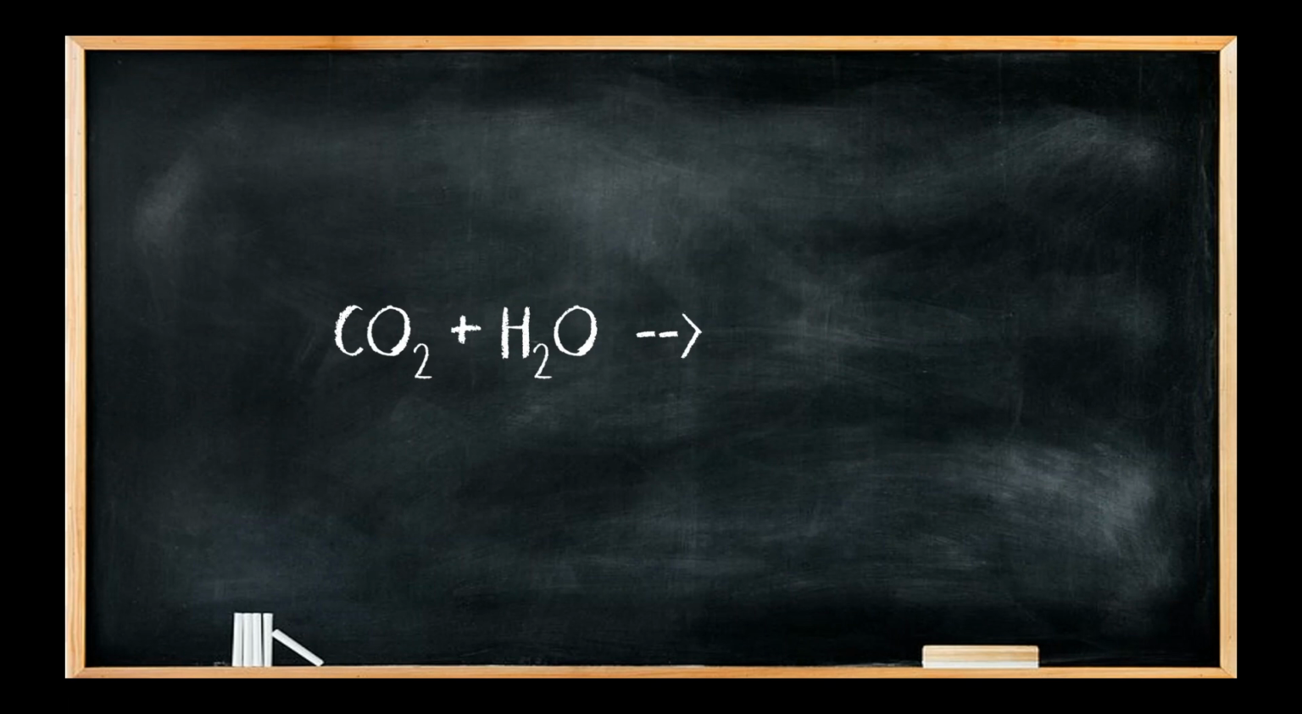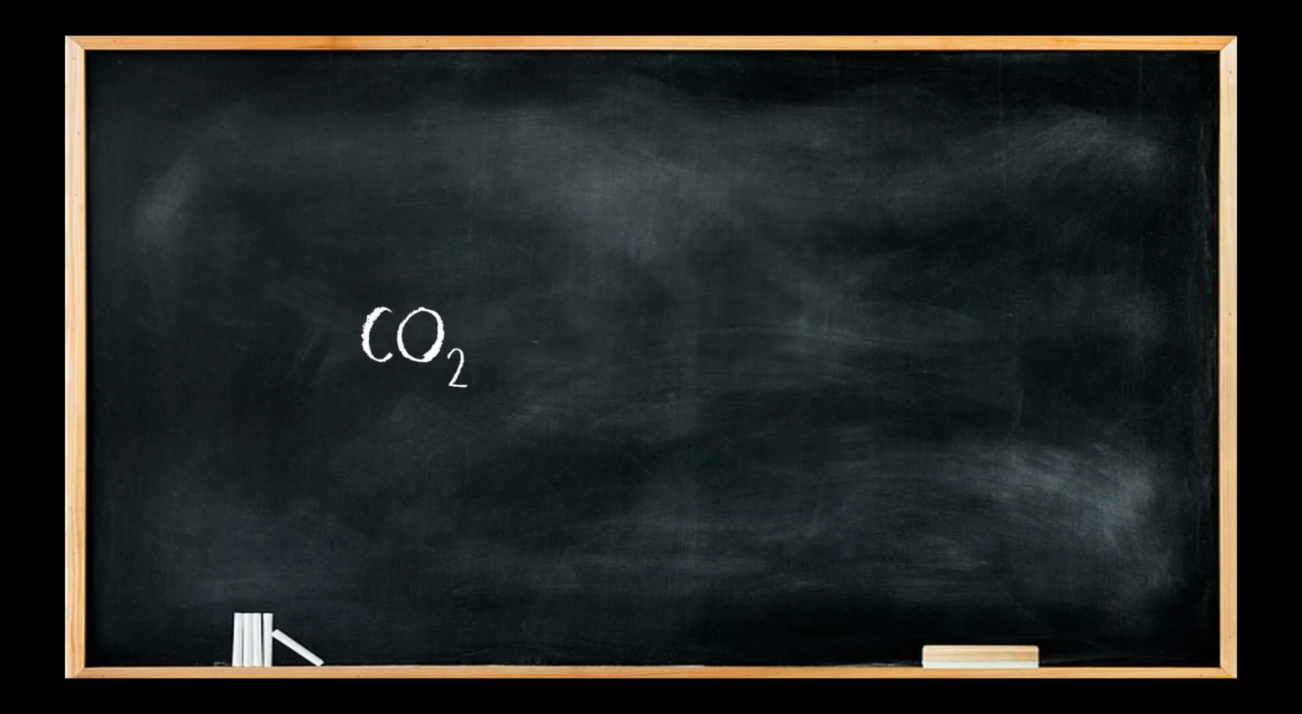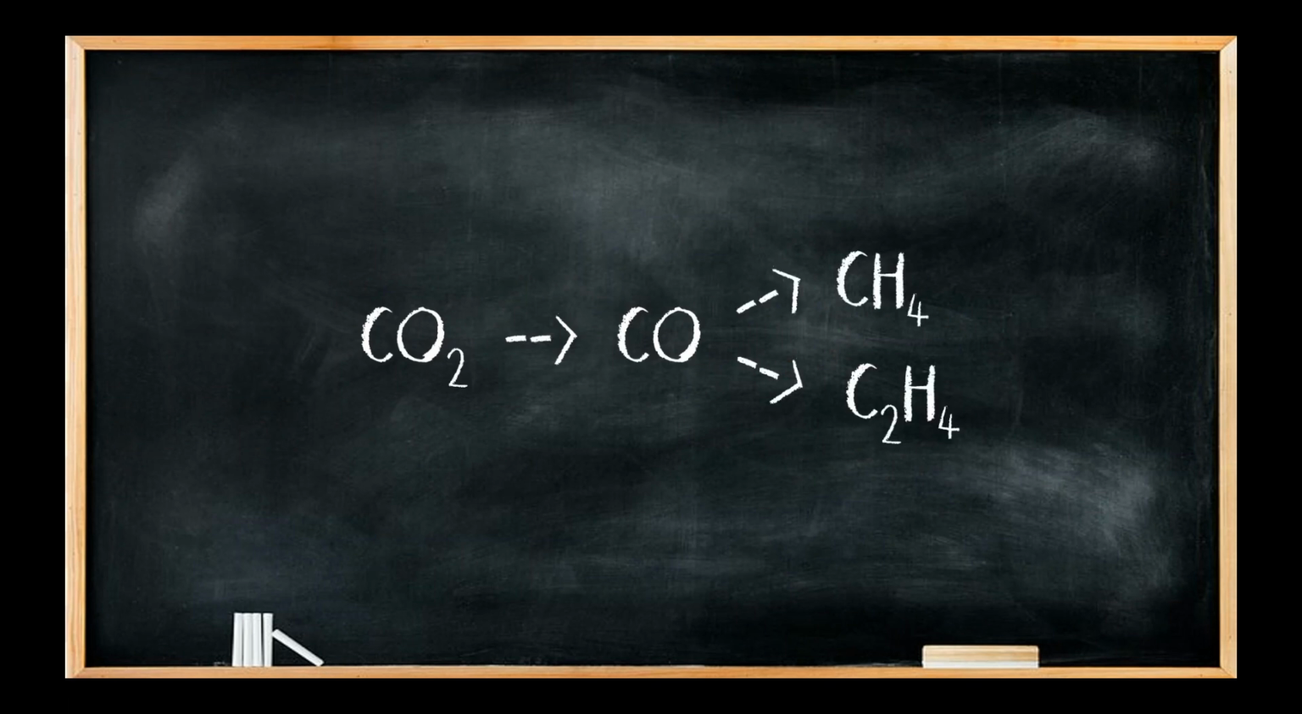This reaction forms a number of carbon compounds as products, including carbon monoxide, methane, and ethylene. Carbon monoxide is an important intermediate for this reaction. Carbon dioxide is first converted to carbon monoxide before converting to other products. However, not all the carbon monoxide is converted, so some of it shows up among the overall products. Methane and ethylene are the two main products of this reaction.